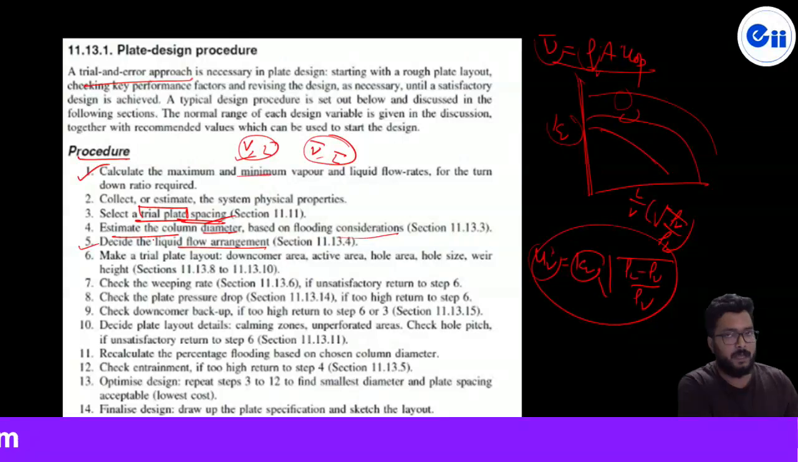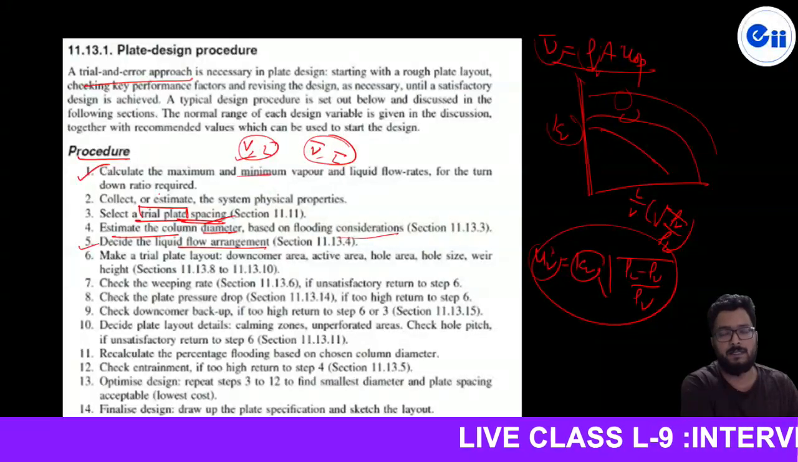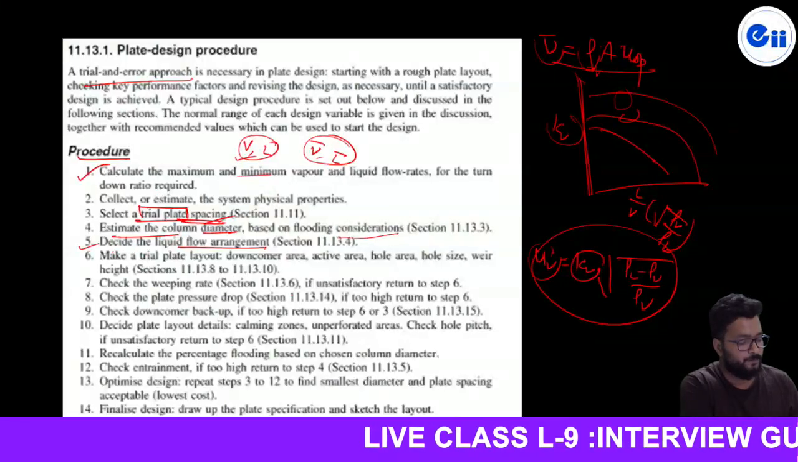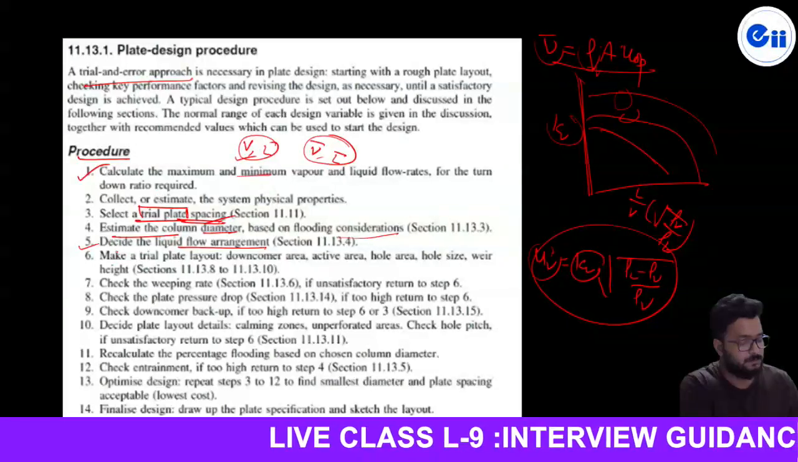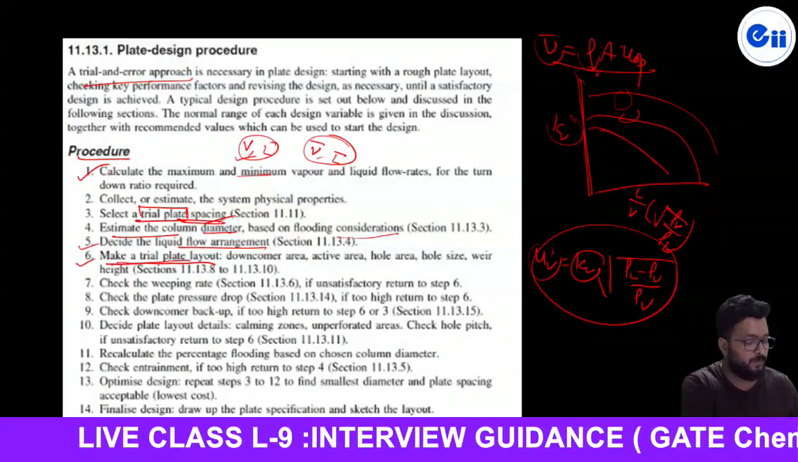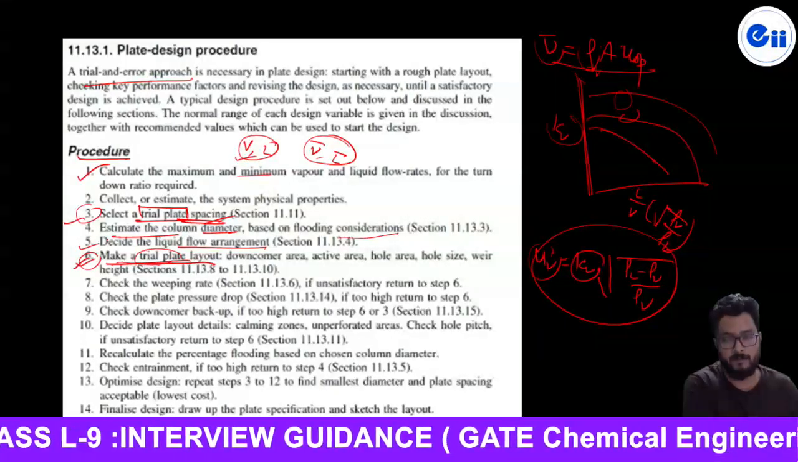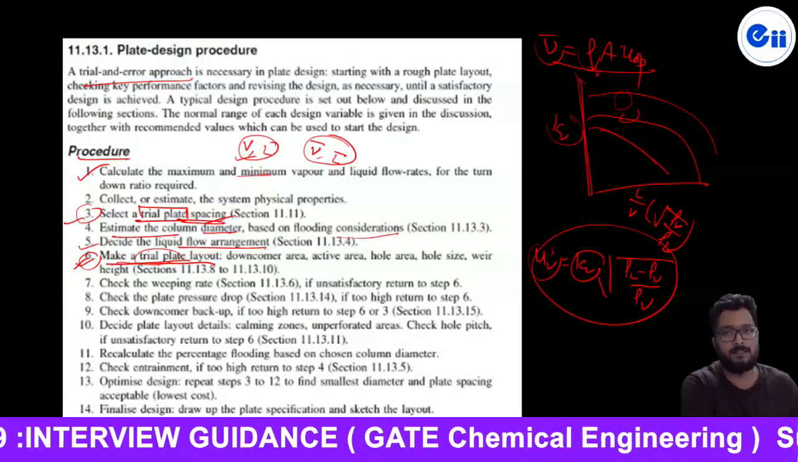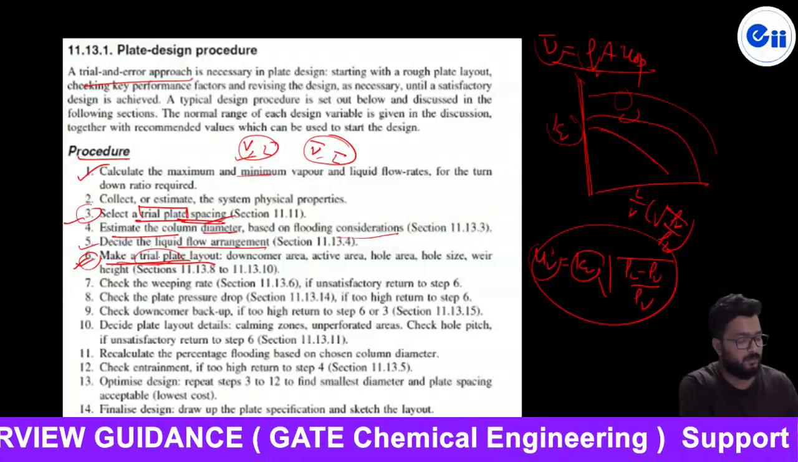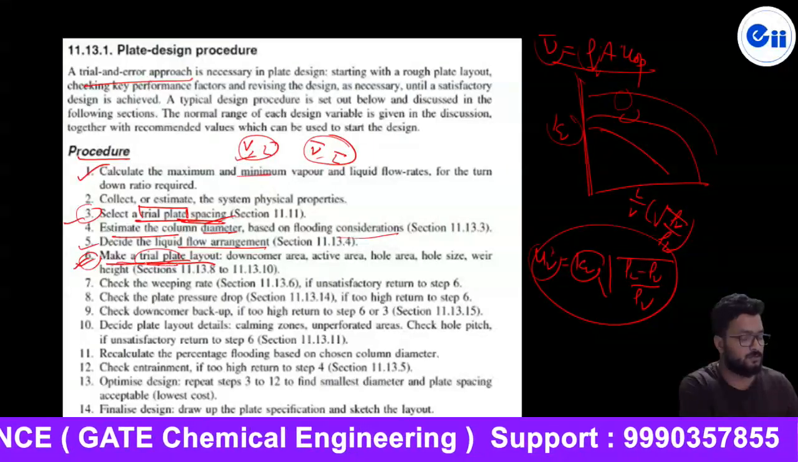And to calculate the diameter, we should know the plate spacing. That's why we have to assume the plate spacing. And to calculate the diameter, we should also know the properties of the fluid, like density of the liquid and vapor. Now, the sixth step is to make a trial plate layout. The third and sixth steps are very important because they involve trial and error values, because they have to be assumed. In this step we have to assume something. So in the third step we assume the plate spacing, and in the sixth step we are going to assume the tray plate layout.